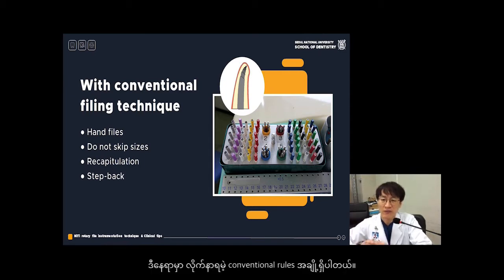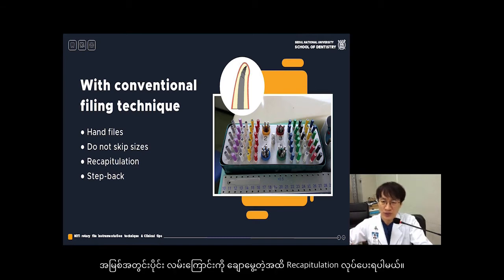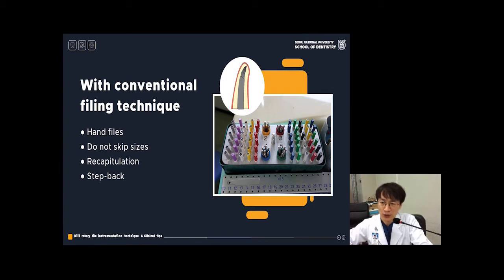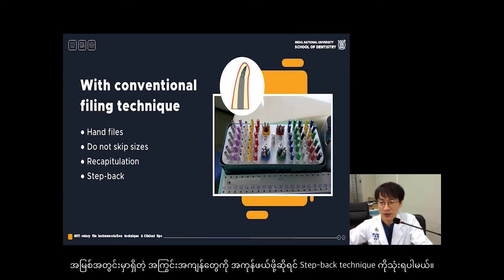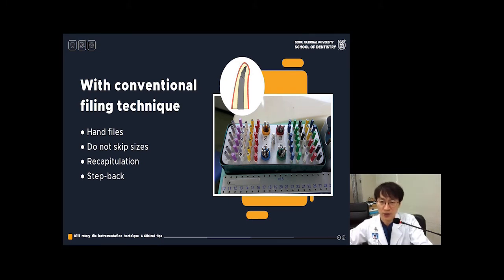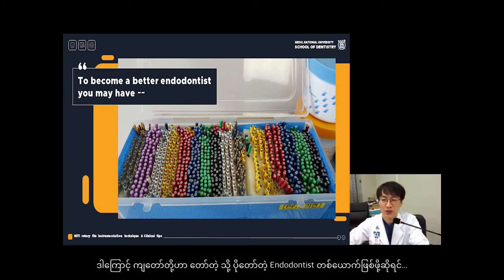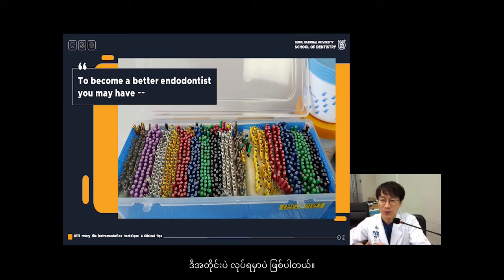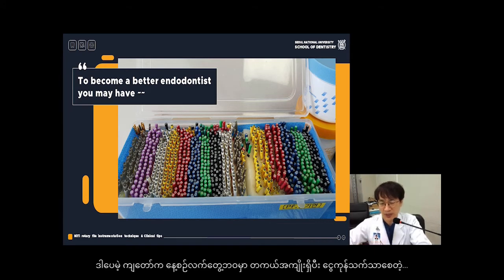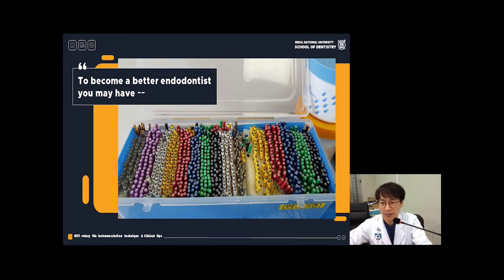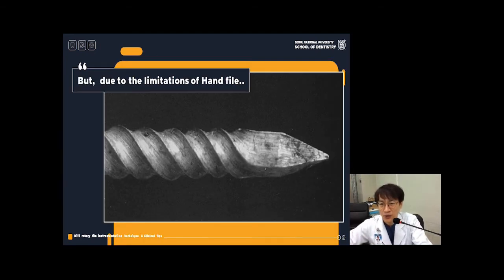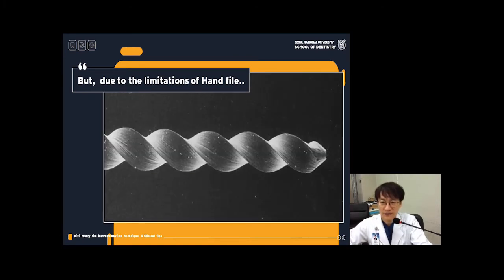There are certain conventional rules: not to skip sizes, and to recapitulate until we get a smooth inside shape. To effectively get rid of the remnants inside, we have to do the step back. But all these steps are really handful and bothersome. If you want to become a good endodontist, or a better endodontist, you have to prepare like this. But I'd like to give you some better ideas to make your everyday practice more compact and efficient, and to reduce your cost. These all came from the hand file, but the hand file has a limitation.